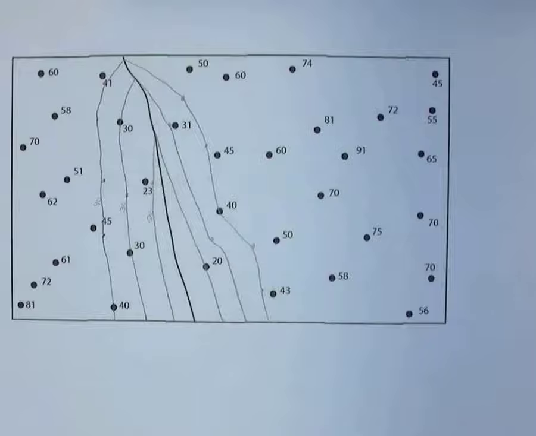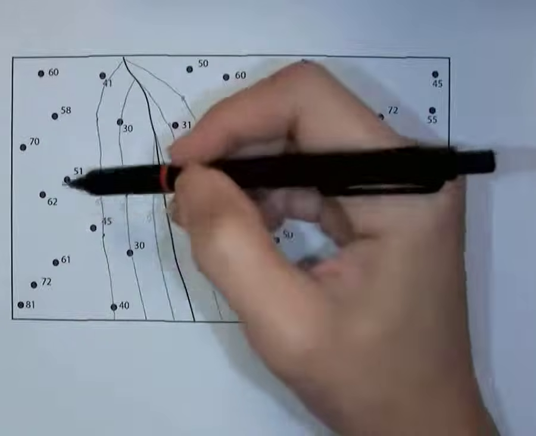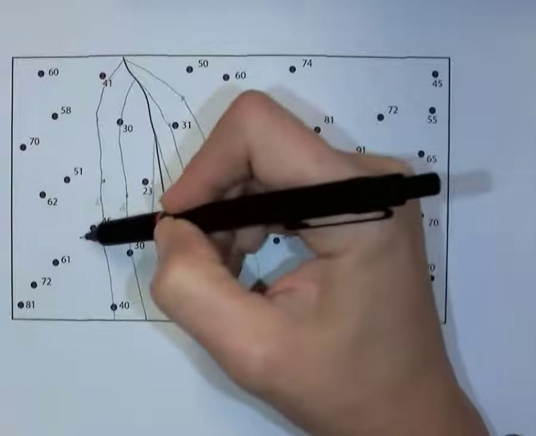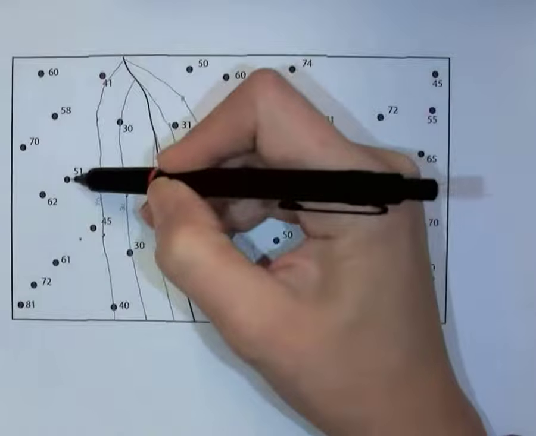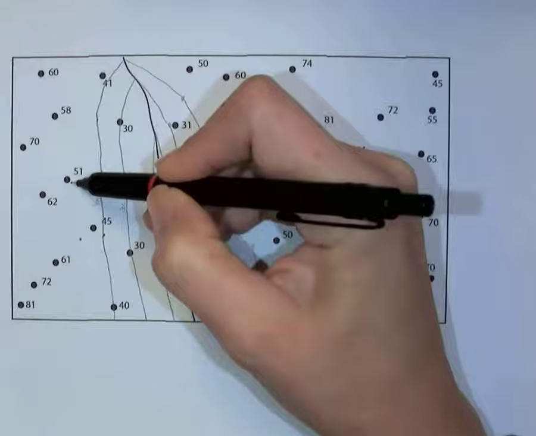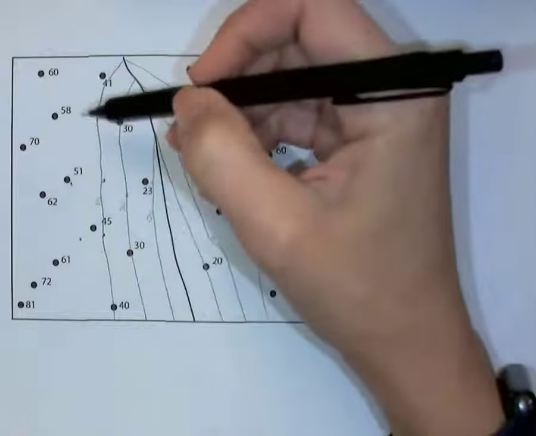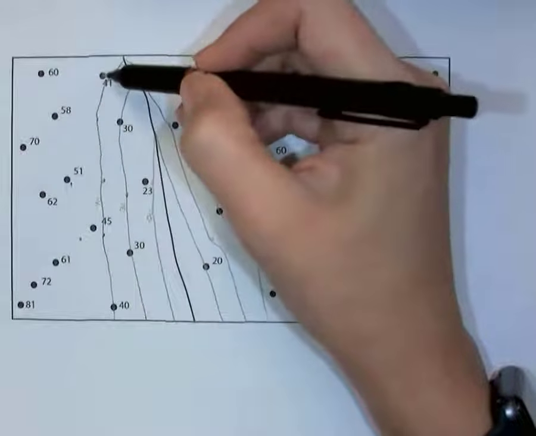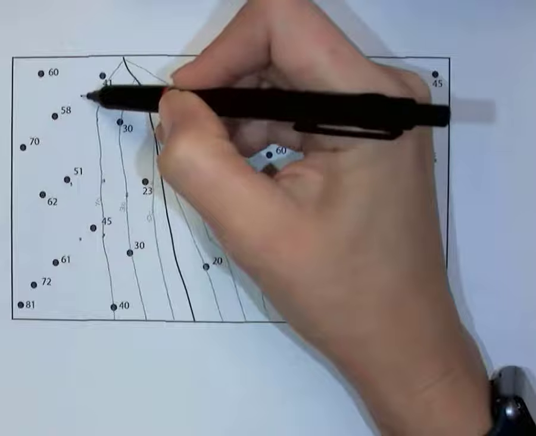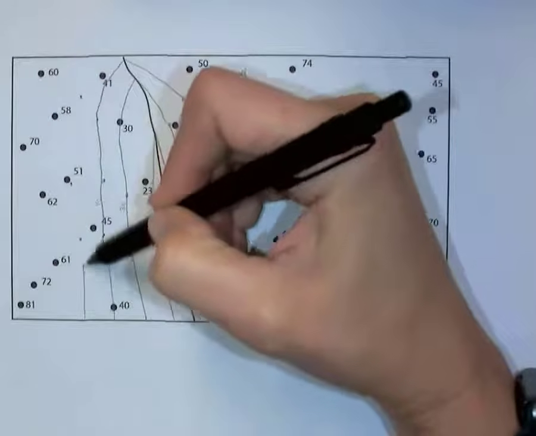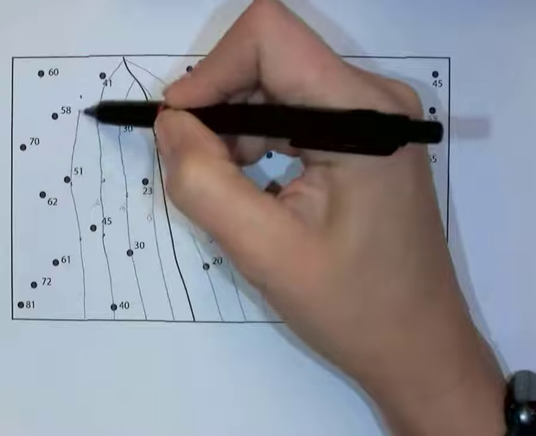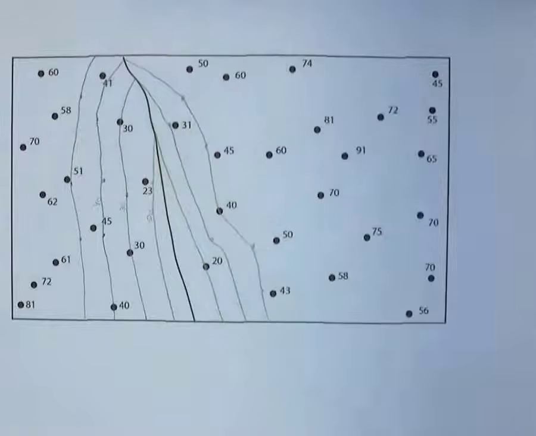So let's continue. Let's do the 50-foot line. Between 45 and 61, I would go here. Between 51 and 45, I would come about there for my 50-foot line. Between 58 and 41, I'm going to end up about here. And then once again, I can draw my line, and it's just going to go off the top there.